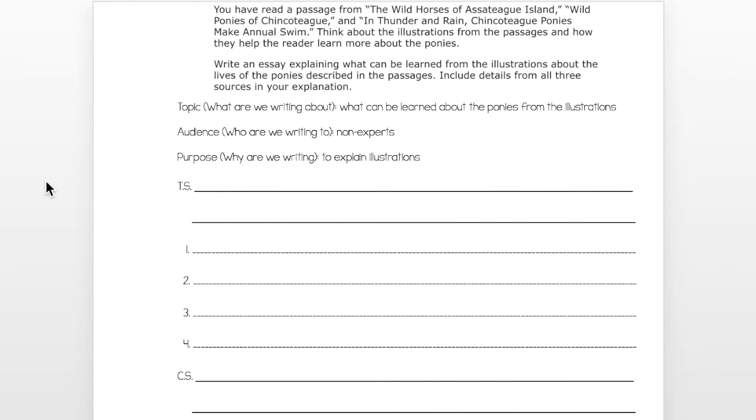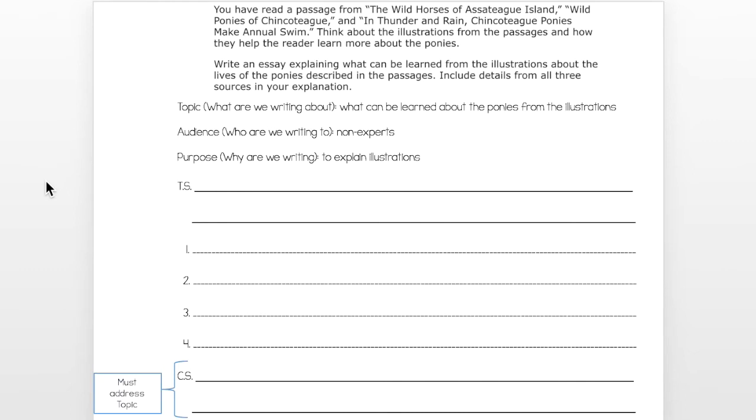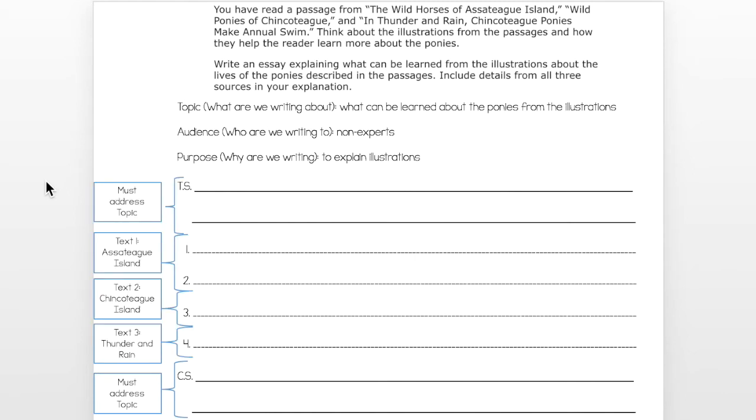Next, looking at our details, we know we need to include information from 3 texts, and we have 4 details. So, our first 2 details can address text 1, our 3rd detail can address text 2, and our 4th detail can address text 3. Finally, we know our CS, our concluding sentence, must also address our topic. Okay, so these notes will help me stay on track as I outline, and they will be available to you right here on the side of the screen.